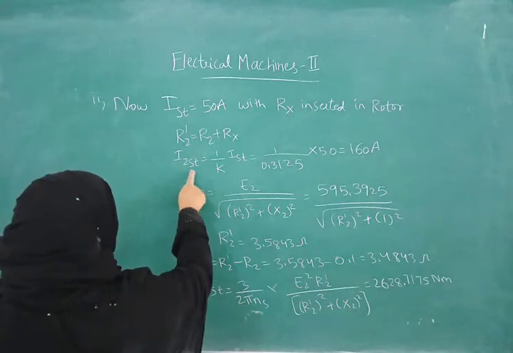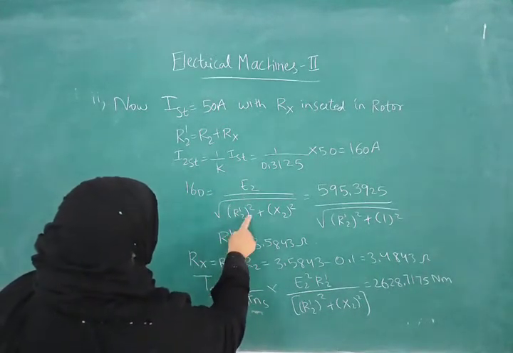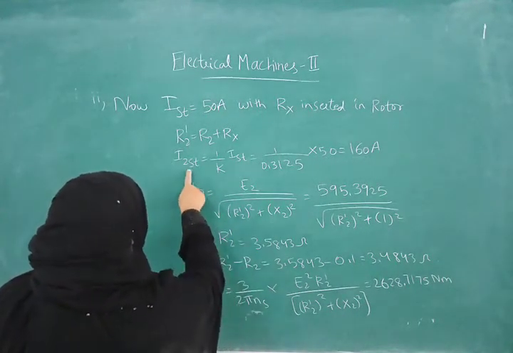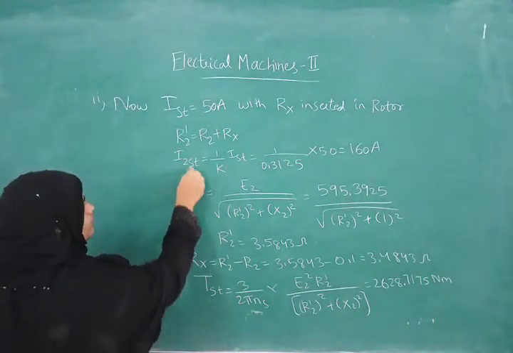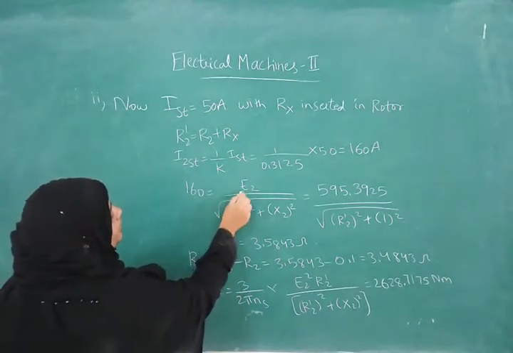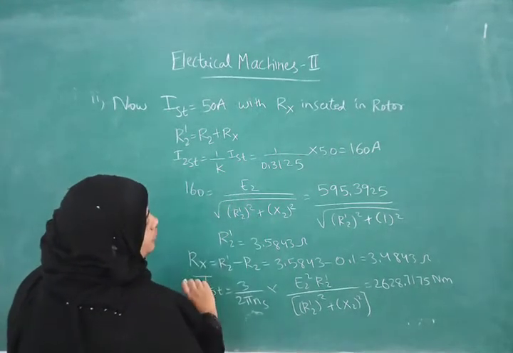So now I2 ST is equal to E2 by root of R2 dash square plus X2 square. We know I2 ST value, we have calculated as 160. So I have substituted here the value of I2 ST as 160 is equal to E2 by root of R2 dash square plus X2 square.